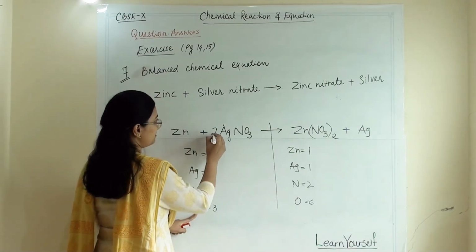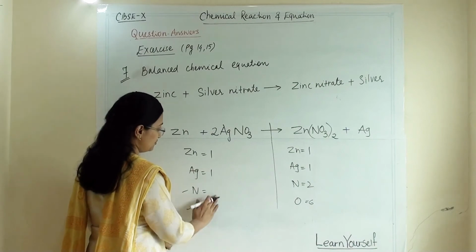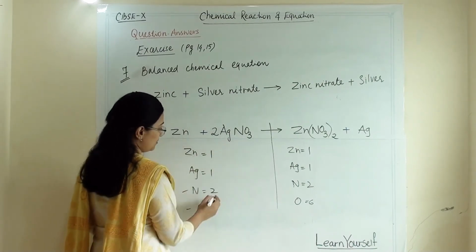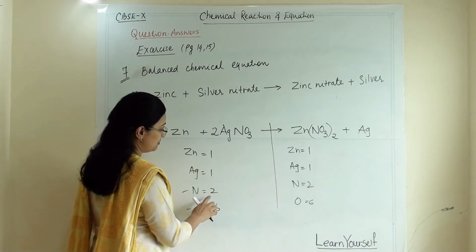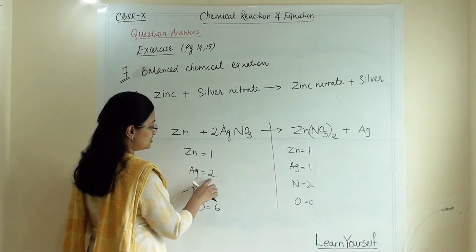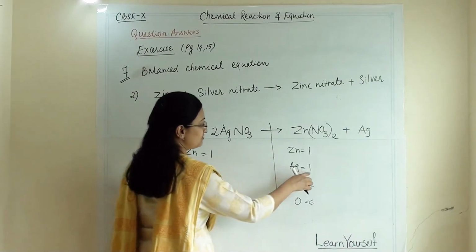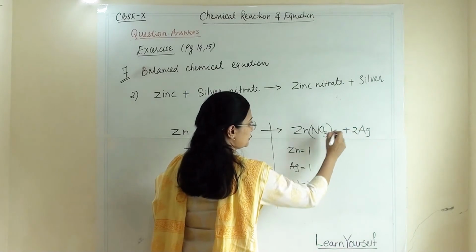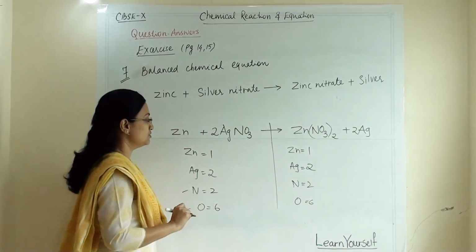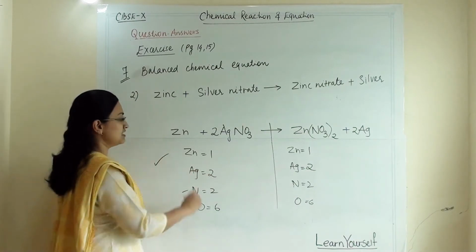So here if we add 2, we are going to double this, so our NO3 will be double in amount. But by doing so, we have changed Ag. So here we have to make it 2. If we add 2, our silver will be 2 here. So now our equation is balanced.